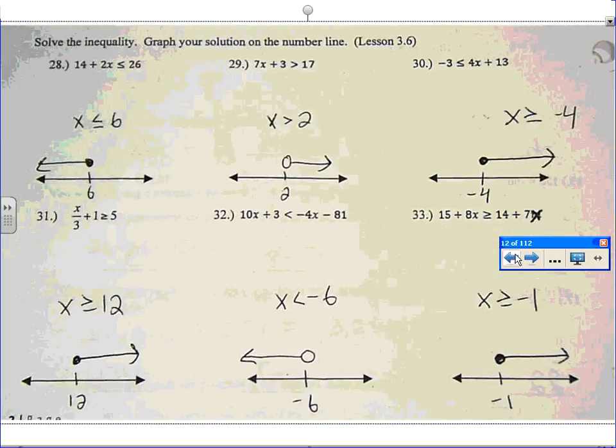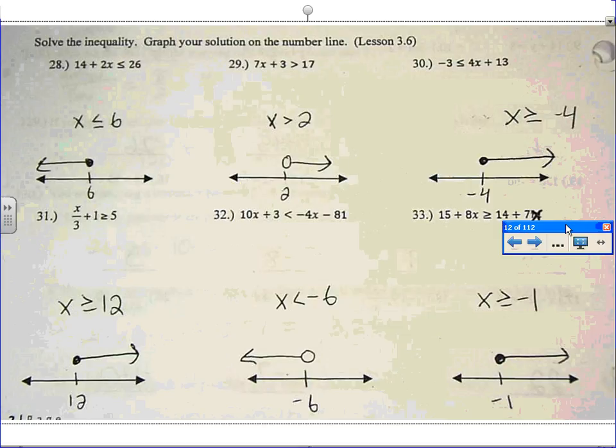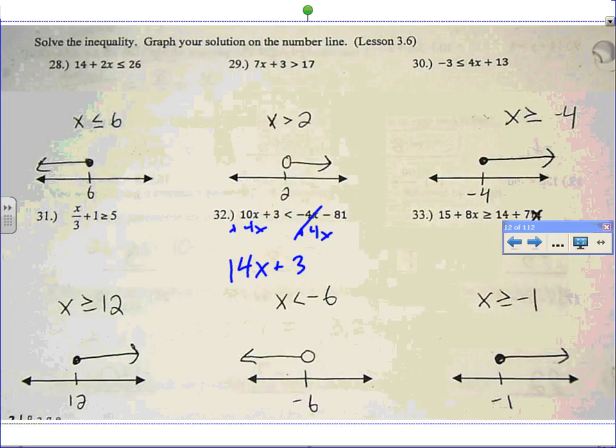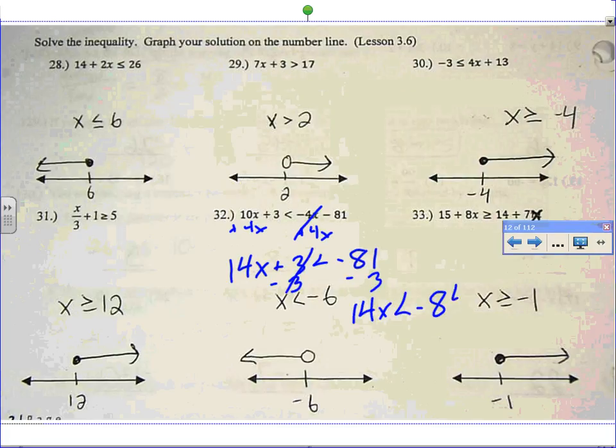All right, so Drew, on 32, what is the very first thing that you did so I can do it the way that you did it? Okay, how did you get -4 to the other side? Okay, so plus 4x to both sides. This goes away. So you have 14x plus 3 less than -81. And then did you subtract 3 on both sides? Okay, so we have 14x less than -84. And then, okay, maybe you just divided wrong. -84 divided by 14 is -6. You okay?